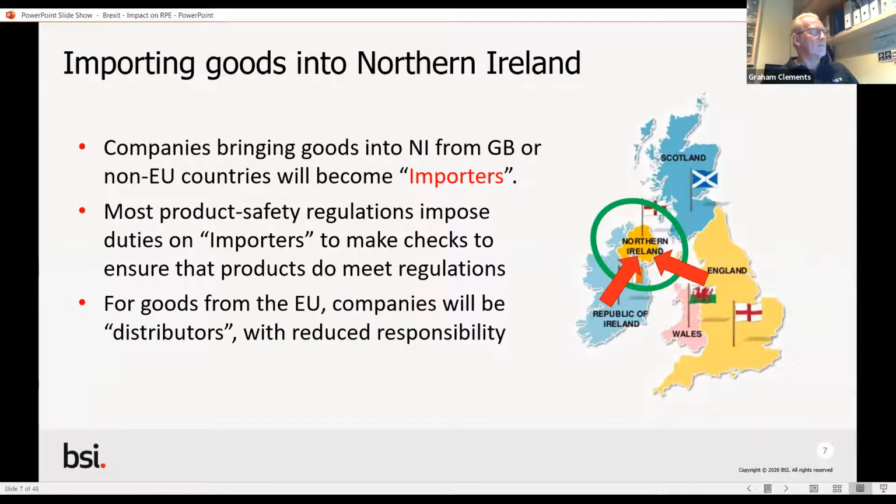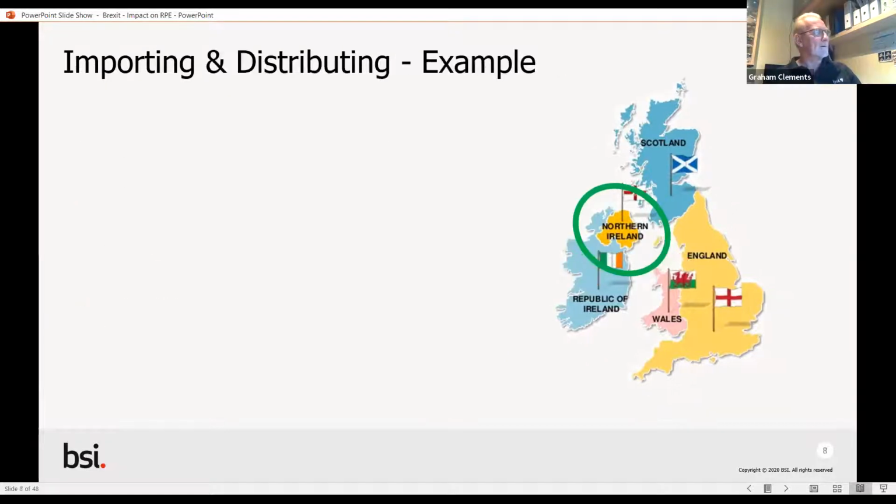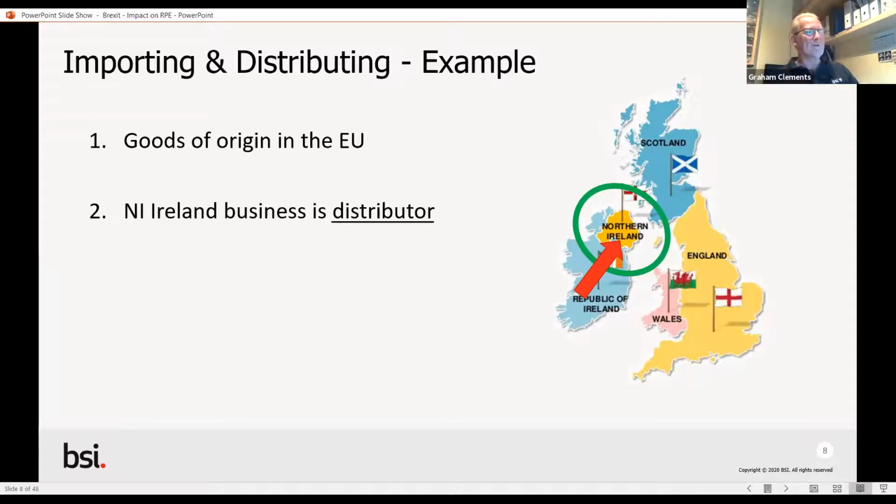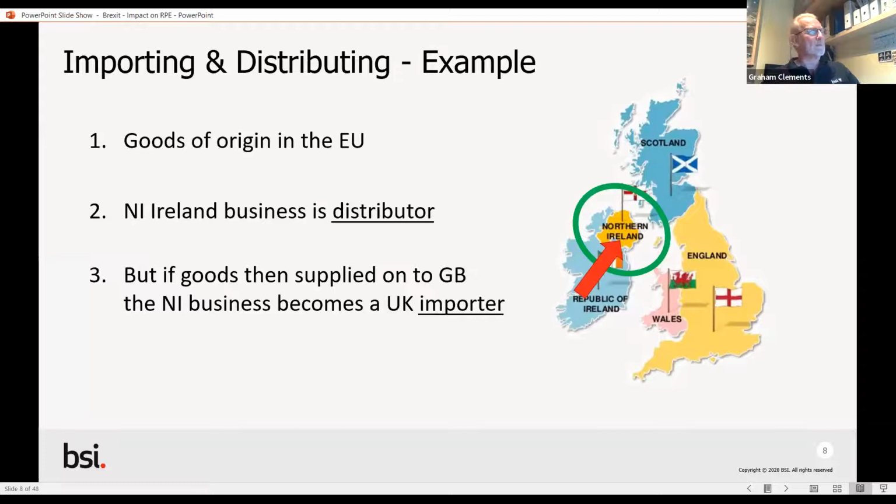Goods from the EU, companies will be distributors. So they're actually allowing distributors from the EU in Northern Ireland, so they won't actually be importing as far as PPE goes. They'll be distributing. So they don't need to meet the importer requirements, which is a little bit confusing. So we've got an example. If goods come from the EU into Northern Ireland, then the Northern Ireland business is a distributor. If goods are supplied onto GB, the Northern Ireland business becomes a UK importer. So there's a kind of change of definition depending on what you do with it once you get it in your hands in Northern Ireland.